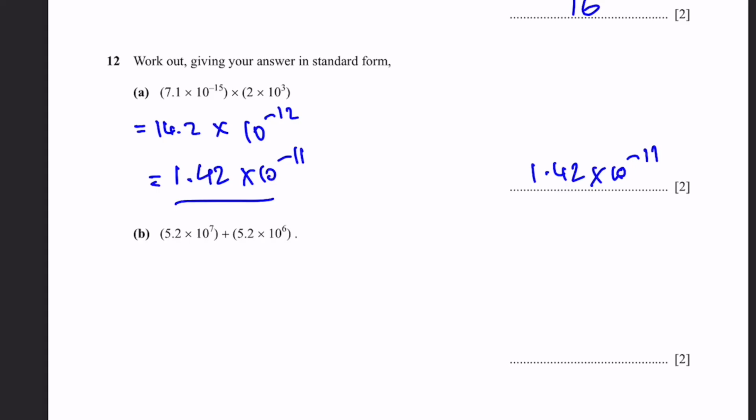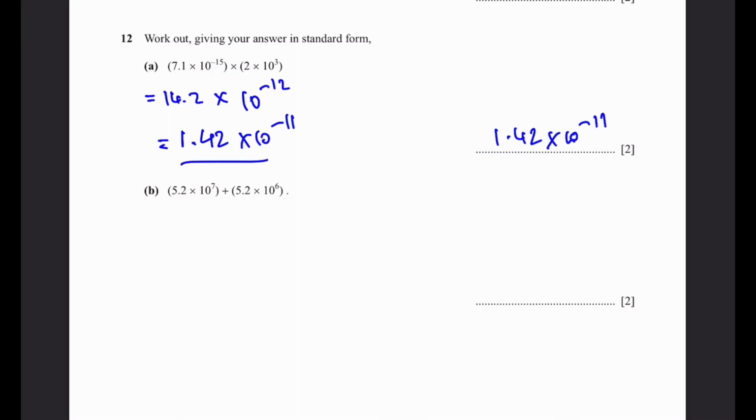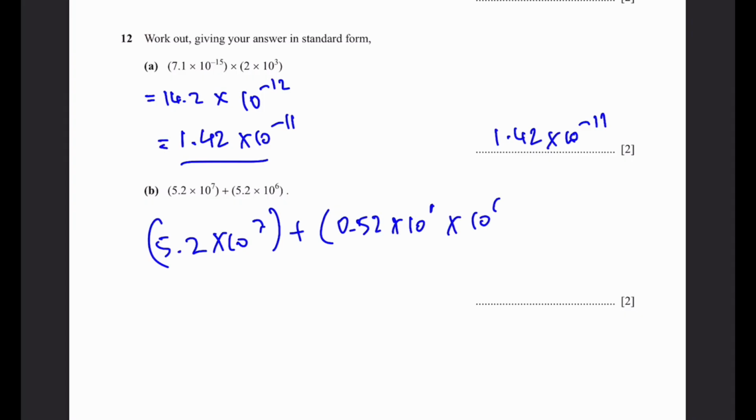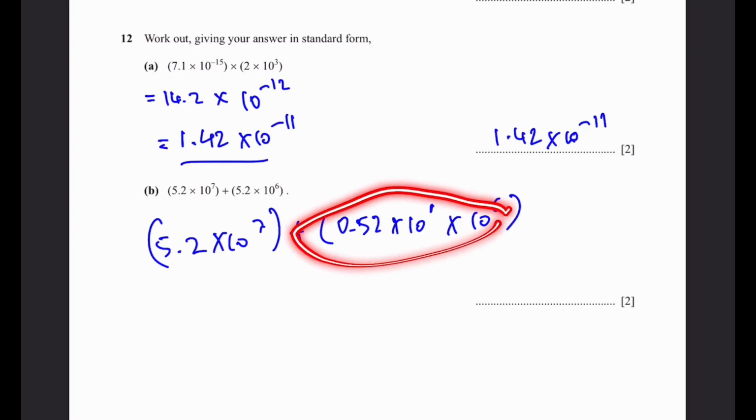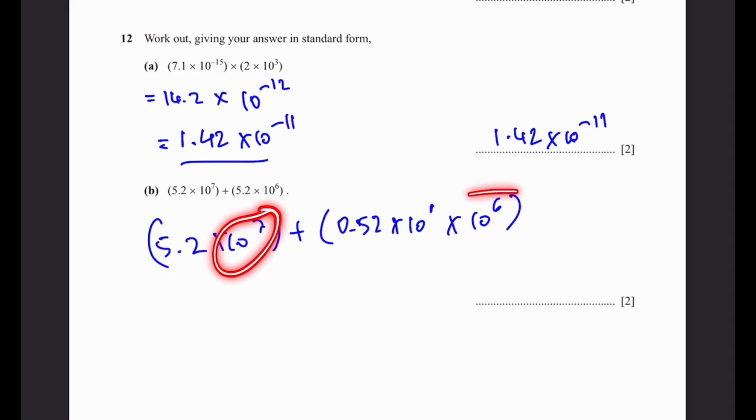Part B. 5.2 times 10 to the power of 7 plus 5.2 times 10 to the power of 6. We can write 5.2 times 10 to the power of 6 as... First, I'll write down the other one. So this plus 0.52 times 10 to the power of 1 times 10 to the power of 6. This is another way to write this, because this 0.52 times 10 is just 5.2. The reason I did this is to make the powers of 10 both the same.